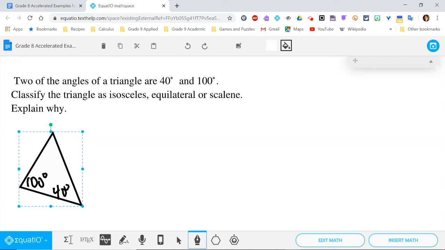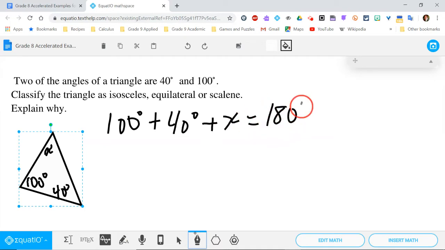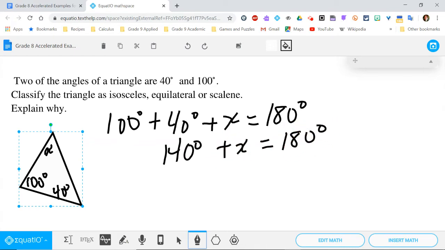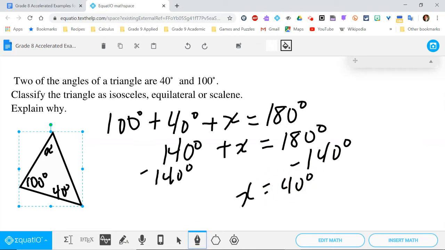So I know that the angles in a triangle add up to 180 degrees. So I can turn this into a little equation. So I know I'm going to call this x up here because I don't know what it is. 100 plus 40, I'm going to put my degrees in, plus x has to equal 180 degrees. So we have 140 degrees plus x equals 180. I want to get x by itself, so I'm going to do the opposite, which is subtracting 140 from both sides. So I'm left with x equals 40 degrees.